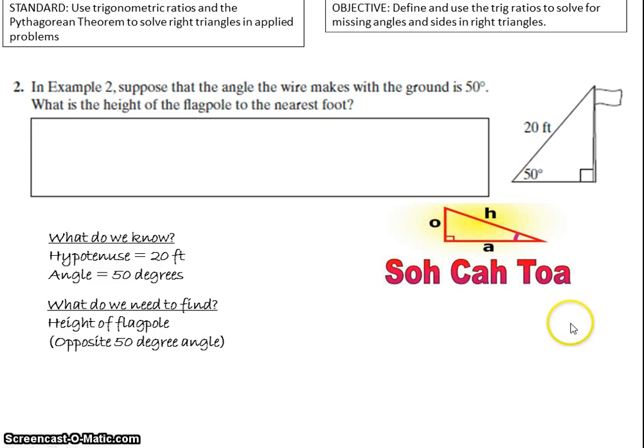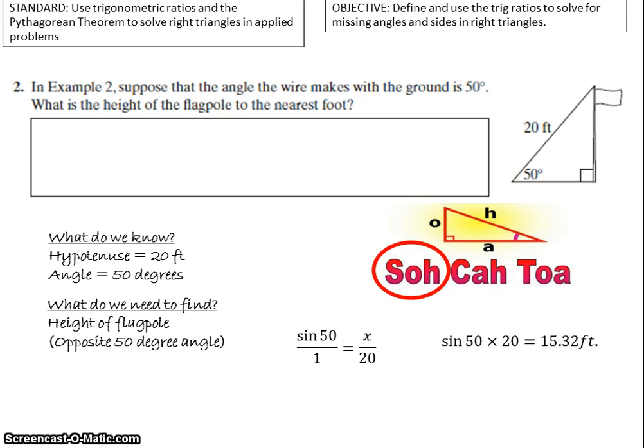Hopefully you've clued into the fact that I need to use one of the sine ratios, so I have the opposite side, I have the hypotenuse, so that's going to be the sine ratio. So I set that up. The sine of 50 over 1 is equal to x over 20. So I cross multiply, sine of 50 times 20, that is 15.32 feet, and we want to find out to the nearest foot, so checking our precision level, we want 15 feet as our answer.